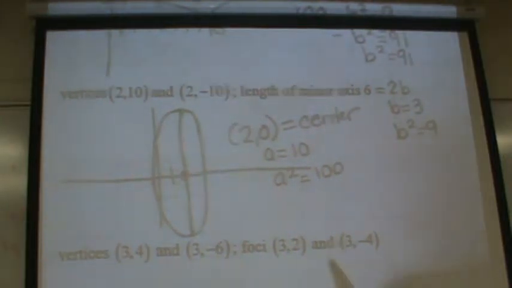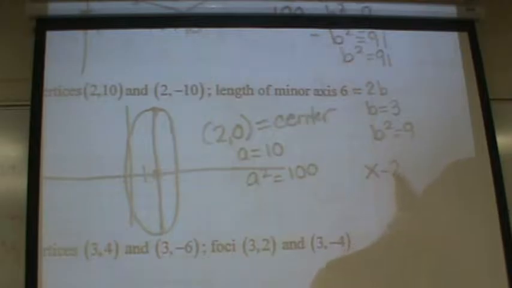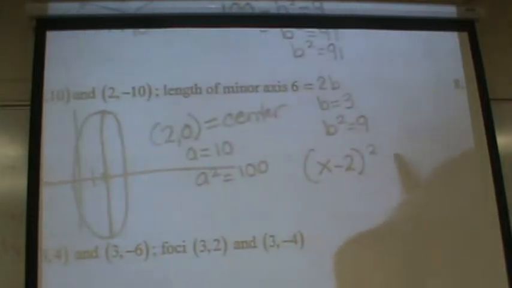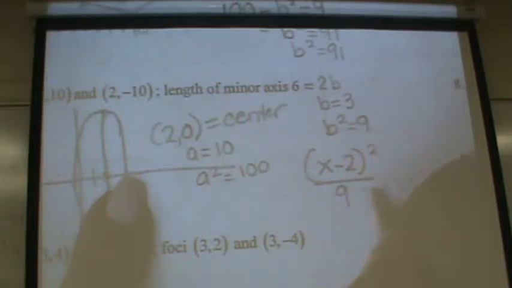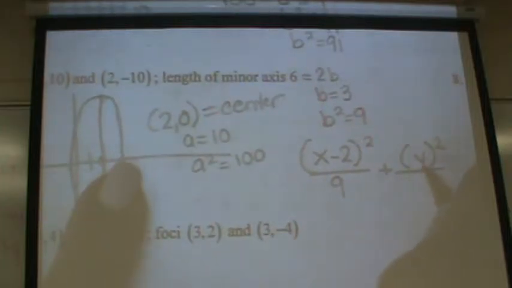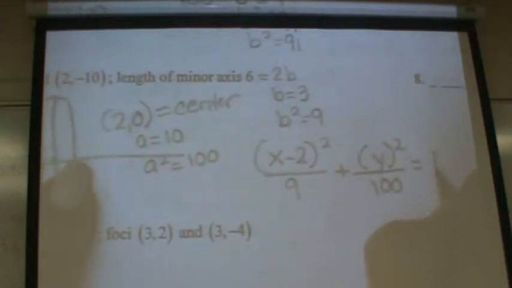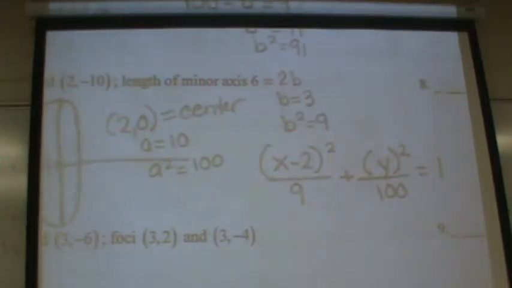X minus 2 squared over 9 plus y squared over 100 equals 1. Over 9. Good. Oh, yeah, because it's actually plus y squared over 100. I almost put 100 under the x.